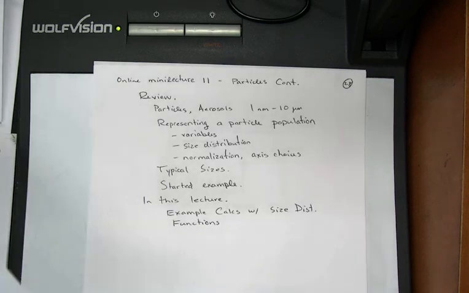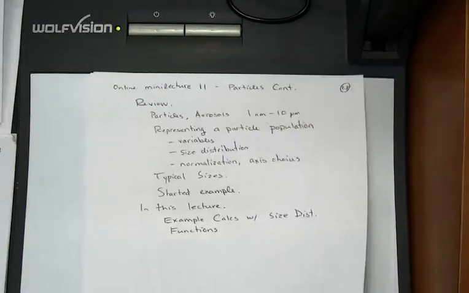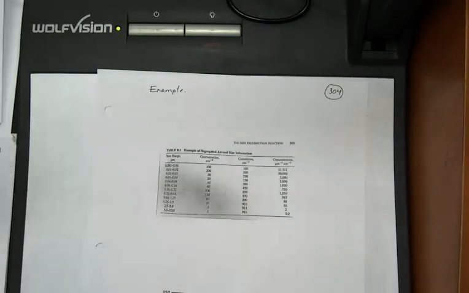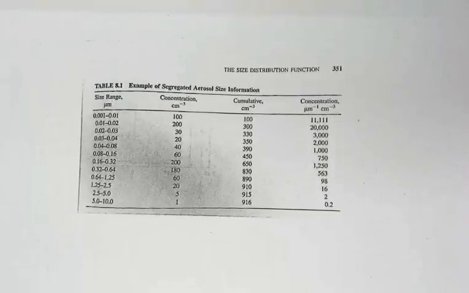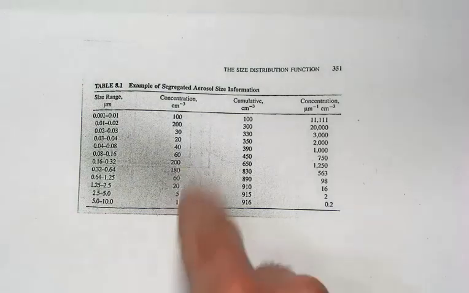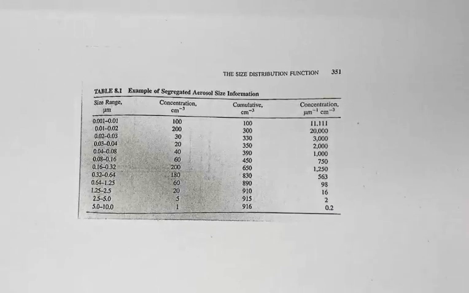So that's why we need to understand how to go from measurements to these distribution functions and back. Which brings me to our example. So we had 12 size bins, and we want to explore some options for how we could represent this as a distribution function.